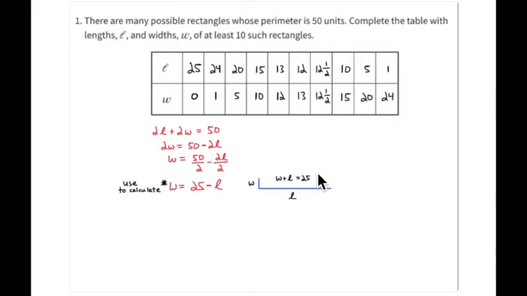So that's fixed. They always have to add to 25. So you can take part of the length away, add it to the width, or you can take part of the width away and add it to the length as long as they always add to 25 units. So I ended up using this equation to do the calculation.